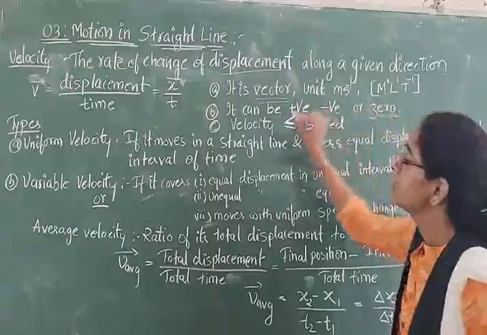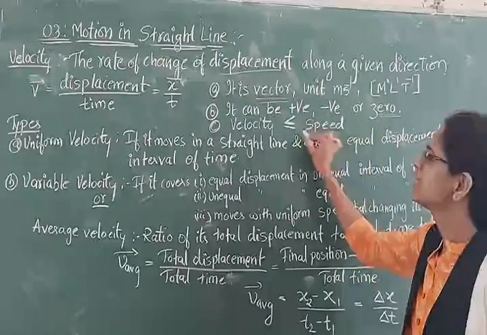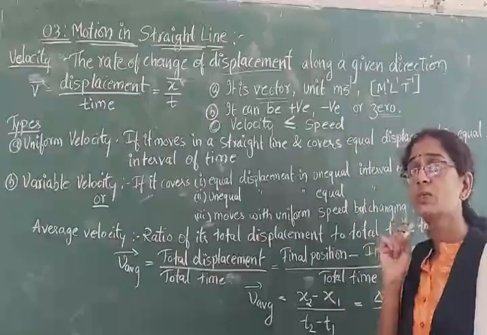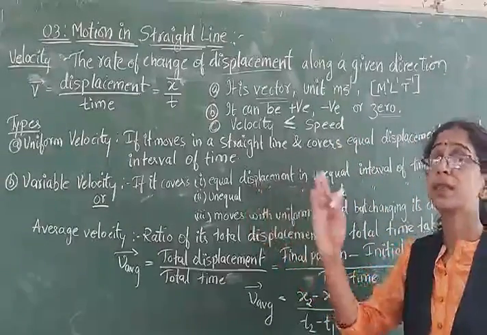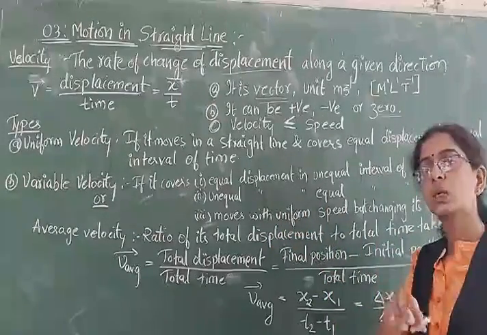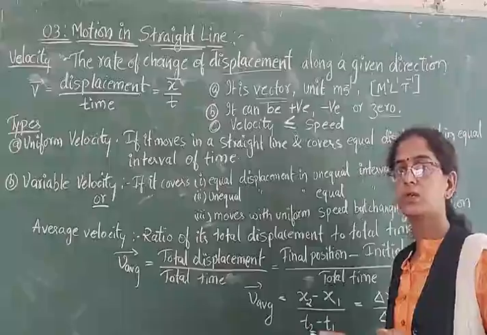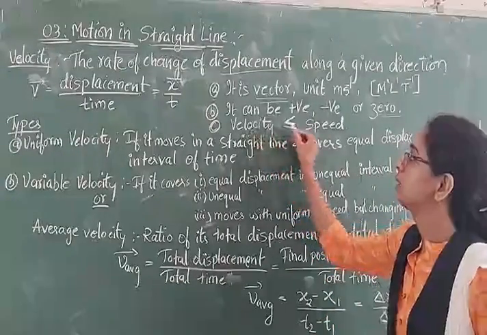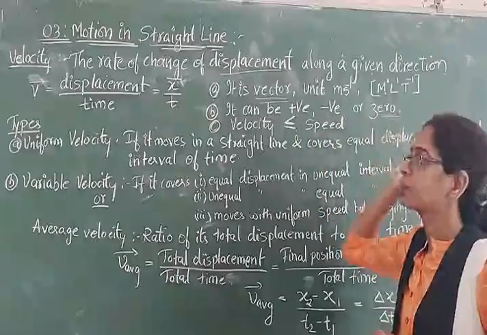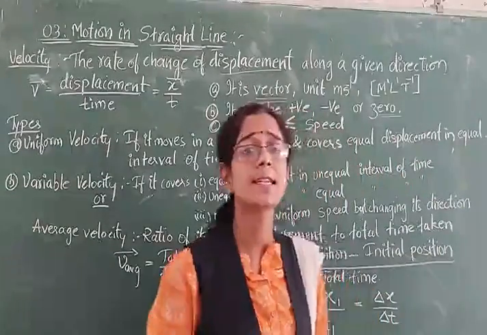Therefore, velocity is always less than speed, and sometimes it is equivalent to speed when the object is moving in a straight line without changing direction. In that case, the velocity of the object will be equivalent to the speed of the object. So, velocity is either less than or equivalent to speed. Then, we will see its types.